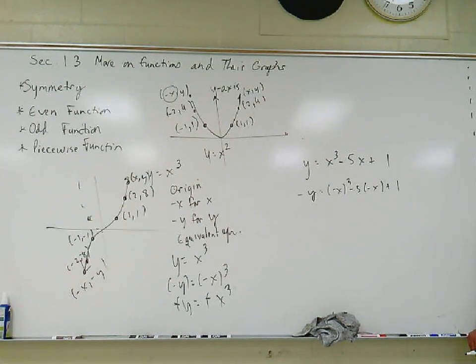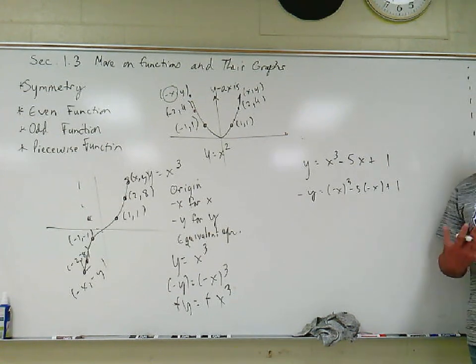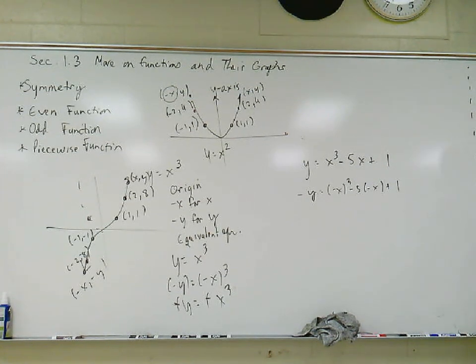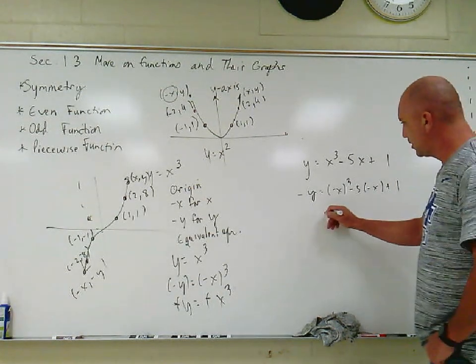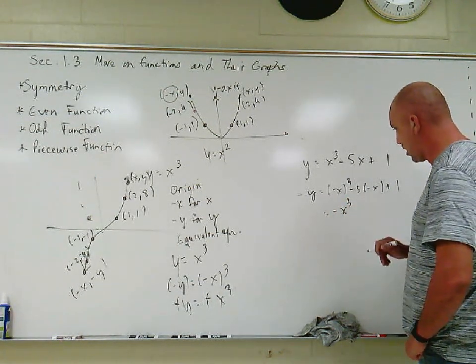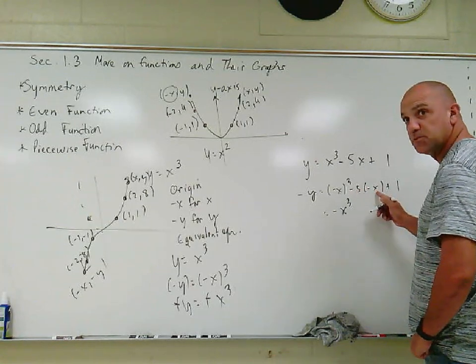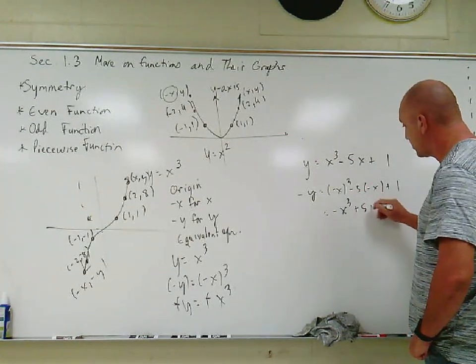Yeah, what do you think? Yes or no? Correct. Good. So we're testing right now for what symmetry? The origin, since I put both negatives. So what happens here? This comes out to be negative x cubed, right? Negative 5 times negative x becomes plus 5x plus 1.